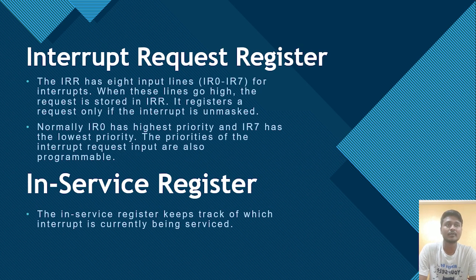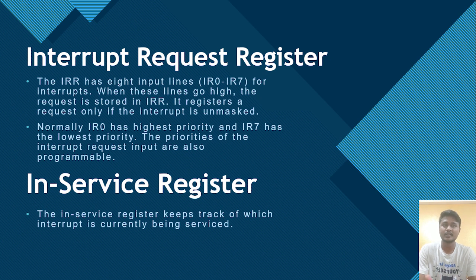Now interrupt request register, the IR that has 8 input lines, like I said, IR0 to IR7 for the interrupts. When these lines go high, the request is stored in the IRR, that is interrupt request register. It registers the request only if the interrupt is unmasked. If we have programmed the interrupt to be masked, then it won't register any information regarding it. And normally IR0 has the highest priority and IR7 has the lowest priority. But as I told you, this is programmable, so we can program the priorities of the interrupt pins IR0 to IR7 as we want them to be.